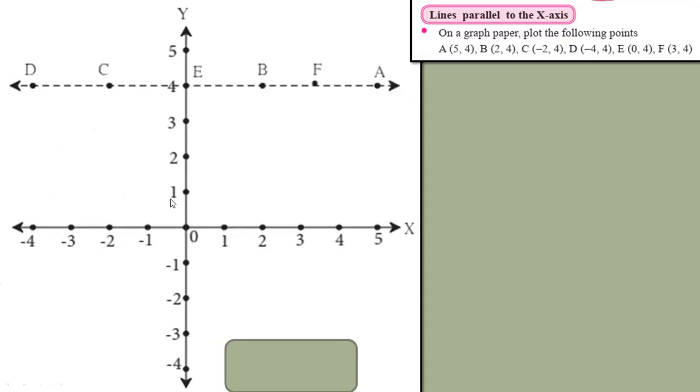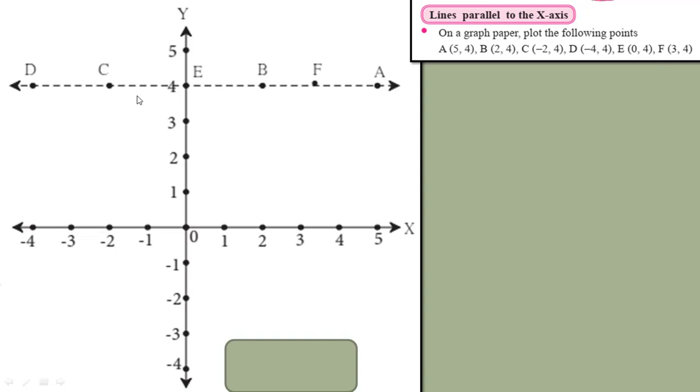Now we'll draw lines parallel to the x-axis. On graph paper we'll plot these points. A, x coordinate is 5, y coordinate is 4. B, x coordinate is 2, y coordinate is 4. C, -2 x coordinate, y coordinate 4. D, -4 x coordinate, y coordinate 4. E, 0 x coordinate, y coordinate 4. F, 3 x coordinate and y coordinate is 4.